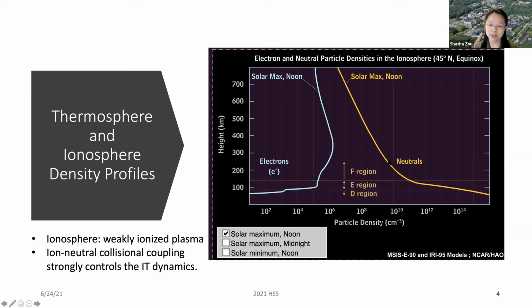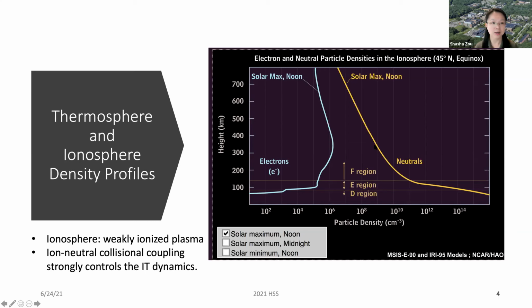So this important information tells us the ionosphere is a very weakly ionized plasma. The ionization rate is as low as like 0.1%. So this also tells you that the ionosphere dynamics can be strongly controlled by the neutrals.